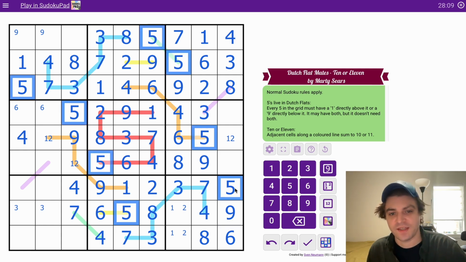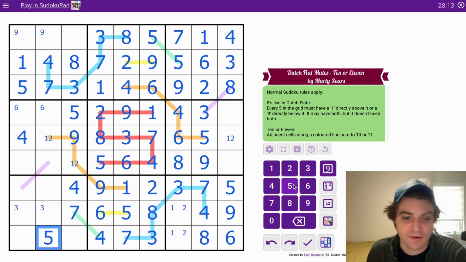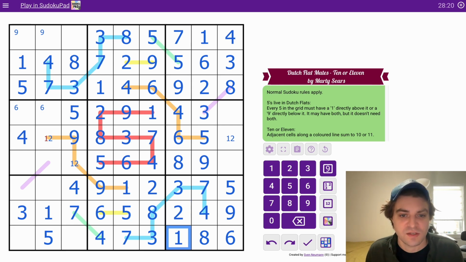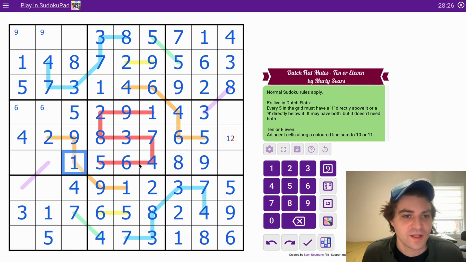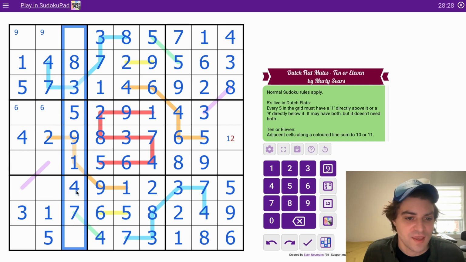Great. Now this 5 actually has its Dutch friend. And we know where the last 5 goes. The last 5 goes down here. That 5 needs a 1 above it. That means that this needs to be a 3. This needs to be a 2. And now this needs to be a 1. And we've made tons of progress. You need to be a 2. You need to be a 1. And we're very quickly circling in on the end.